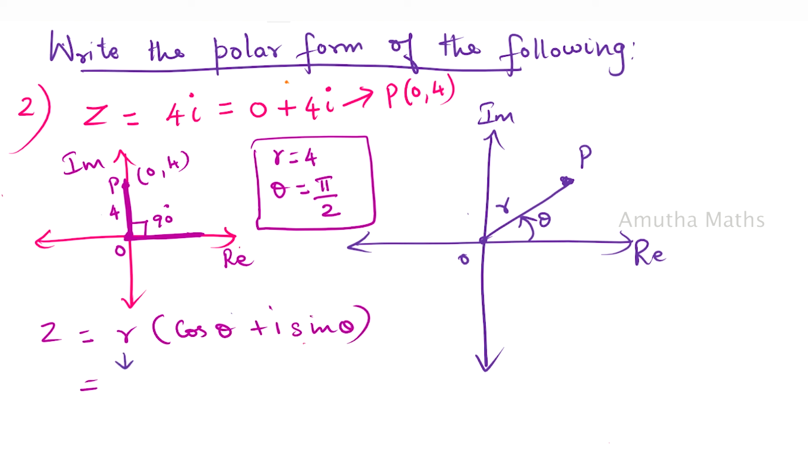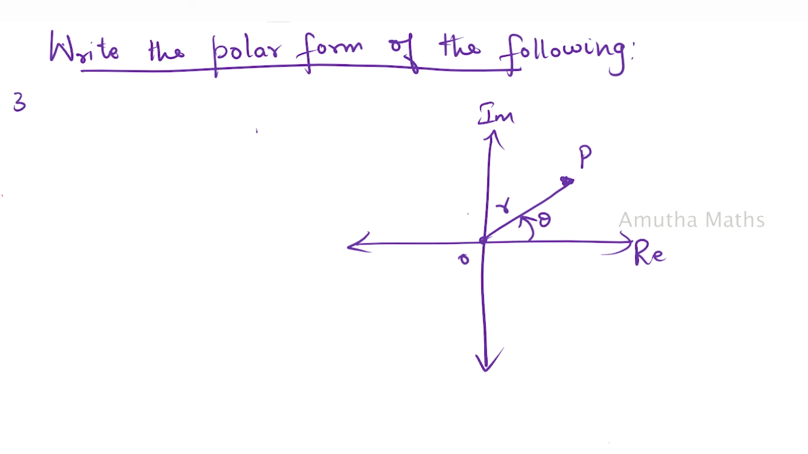So what is r here? 4. Into cos what is theta here? Pi by 2, plus i sin pi by 2. So this is the polar form of writing z is equal to 4i. Okay, third sum: let z is equal to 1 plus i. So how will you plot this point P of (1, 1)?